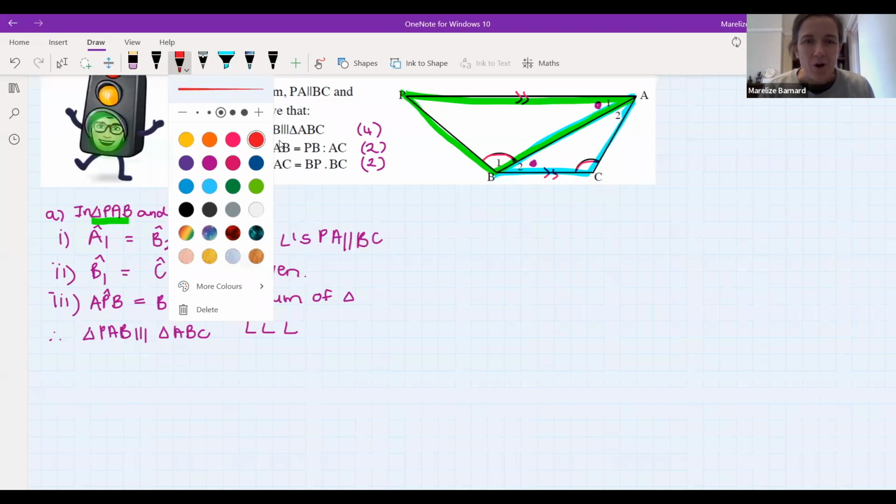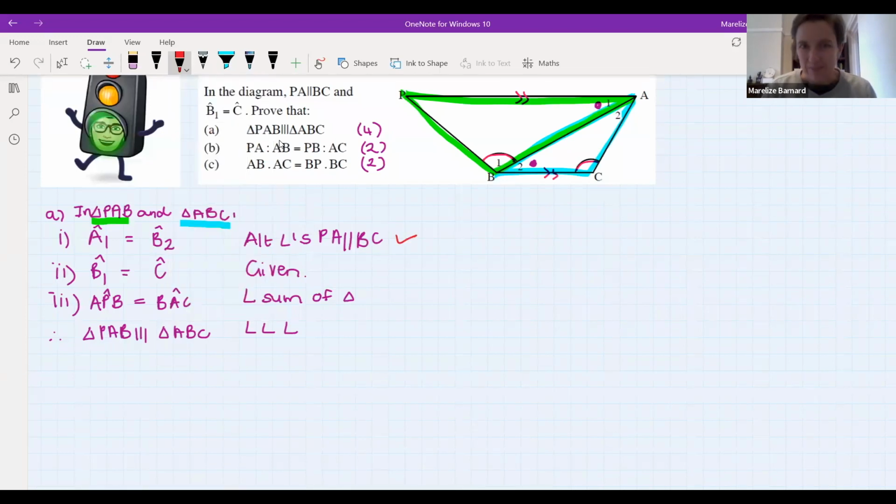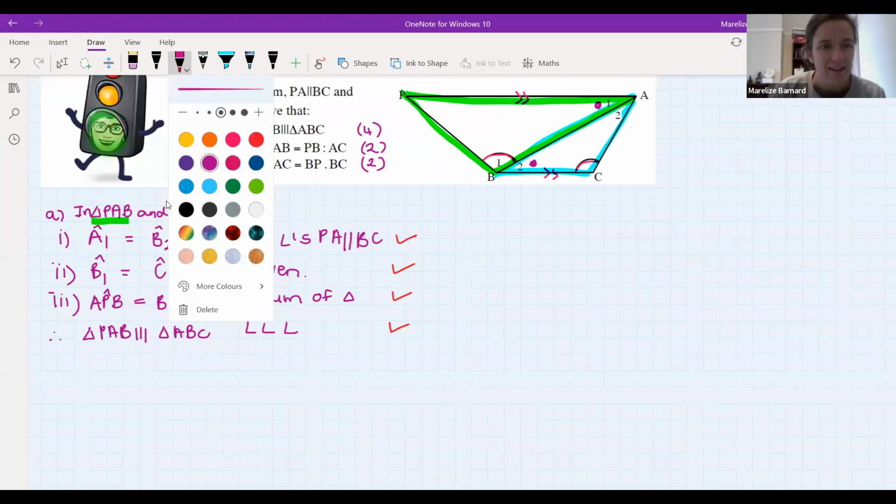Give yourself a mark for having made this statement somewhere, that those two angles are equal because alternate. Give yourself another mark for the given, and then for angle sum of a triangle, but the whole line needs to be correct. And then the last one. And then you can celebrate in the chat if you got 4 out of 4, and let us know how you did. We love to know how you're doing.